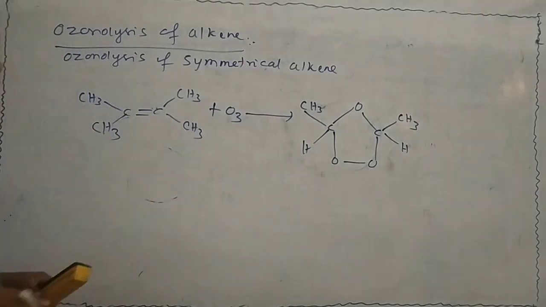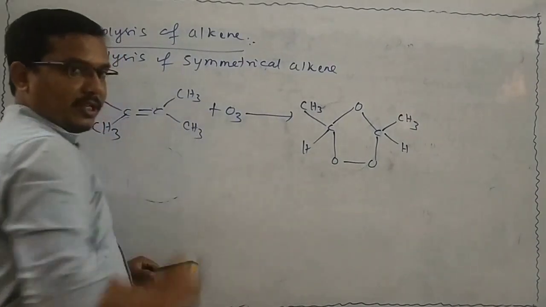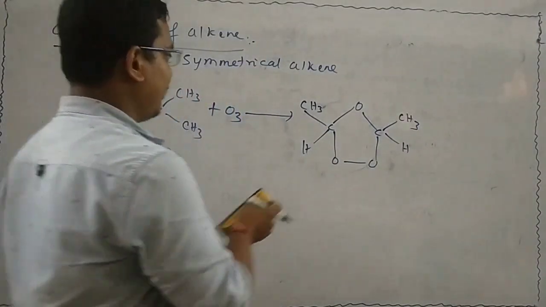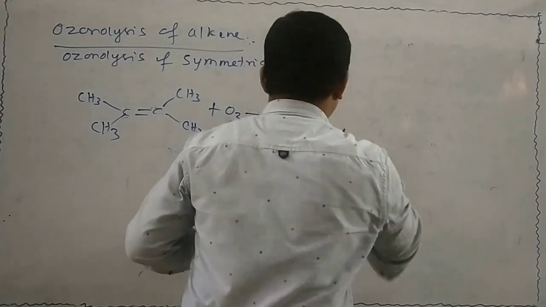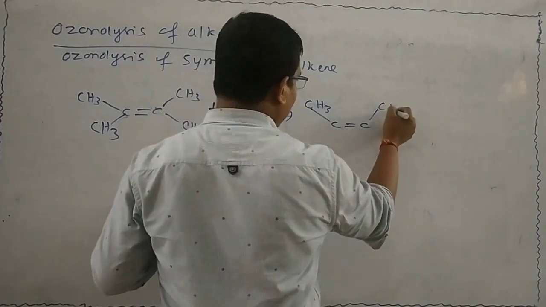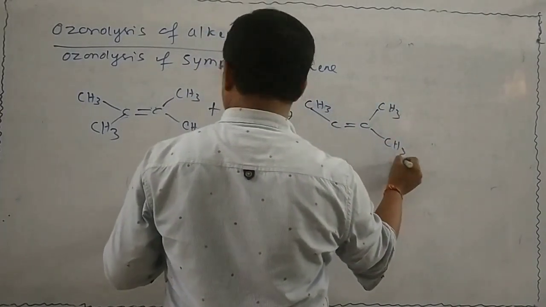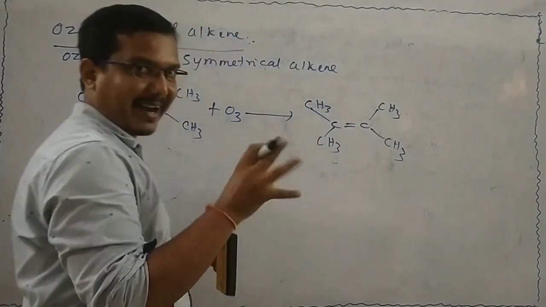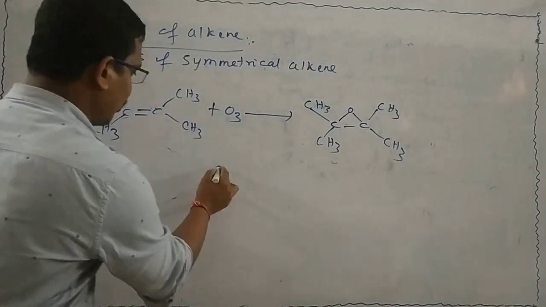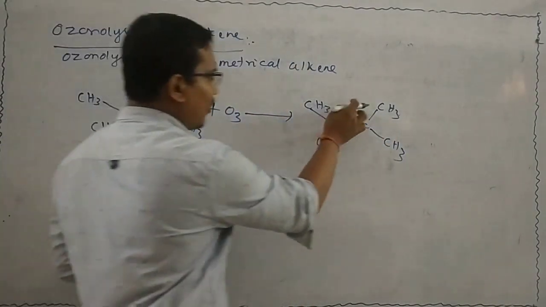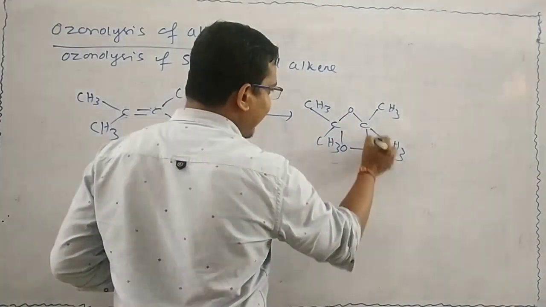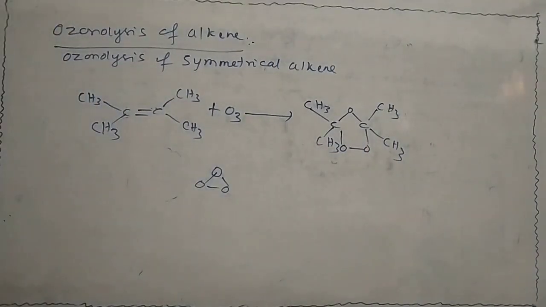Suppose it is a symmetrical alkene treated with O3. Then what will be the ozonide compound formed? Let me discuss. This is CH3, C double bond C, CH3, and this is CH3, CH3. According to my trick, break this bond. This is the structure of ozone. Now break this bond again and join them. This is the ozonide compound.